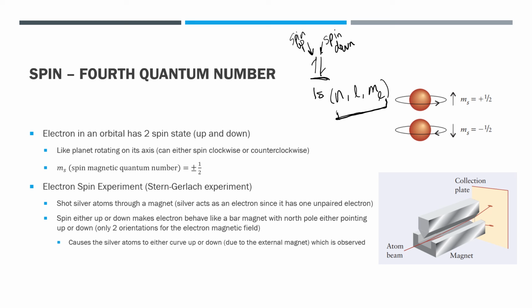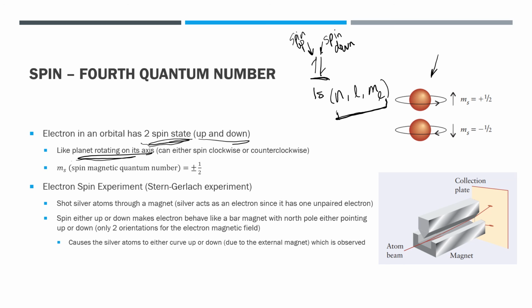So what exactly is spin? An electron in an orbital has 2 spin states. They're either up or down. That's what I just said with the 1s orbitals. Basically, we can think of an electron like a planet rotating on its axis. So we can see in this image that we can either have the electron spinning one way, clockwise, or spinning counterclockwise. These are the 2 spin states.